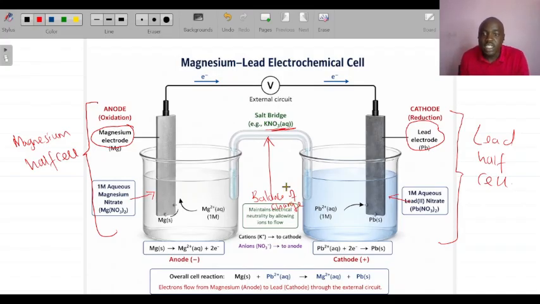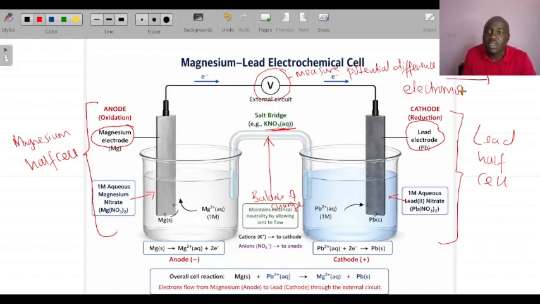So as the positive and the negative are flowing, then it maintains that balance. Then we have a voltammeter. The work of the voltammeter is to measure the potential difference. The potential difference, in our case, we shall later call it the EMF, what we call the electromotive force. So it is measured by a voltammeter.